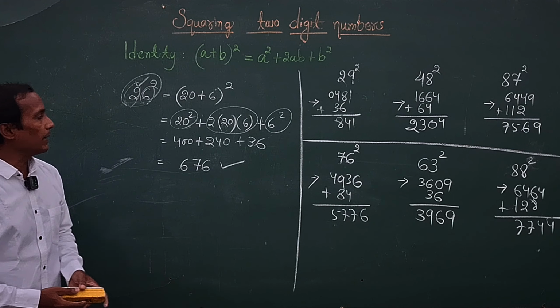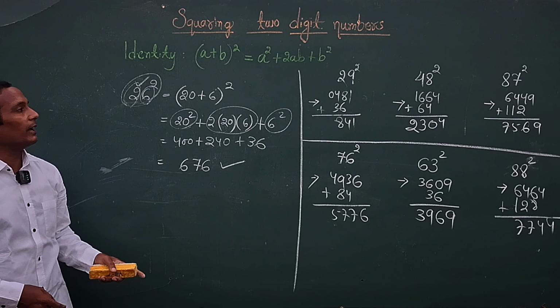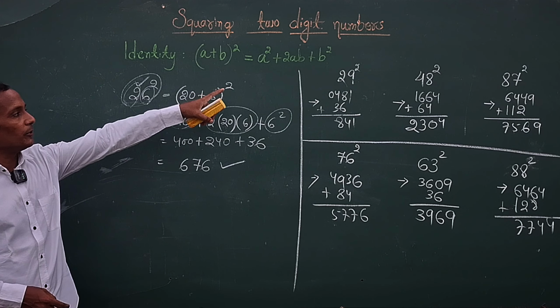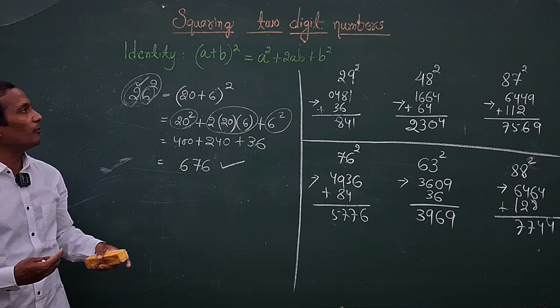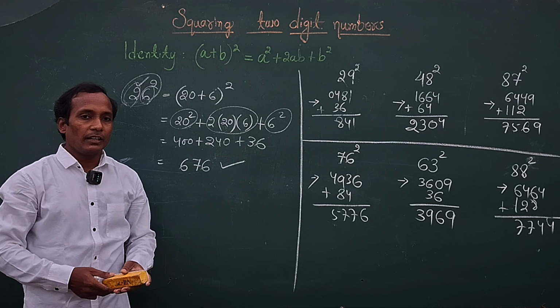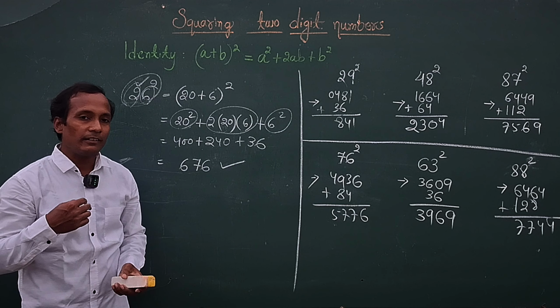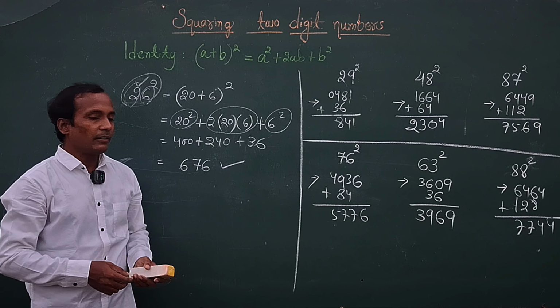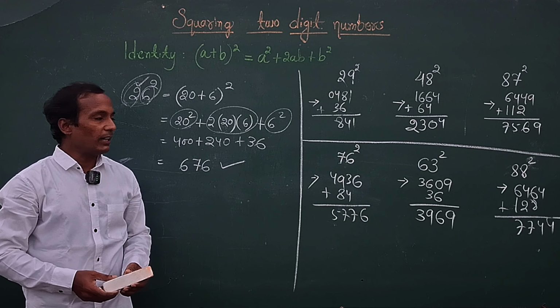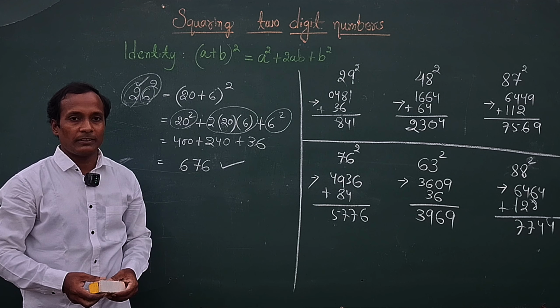Correct? So this is our method of using (a plus b) whole square is equal to a square plus 2ab plus b square. This particular identity is used to find the square of 2-digit numbers. If you practice it, I think you will be much faster at calculating the square of any 2-digit number. We can apply it for 3-digit numbers also.